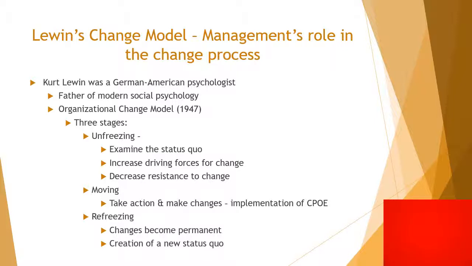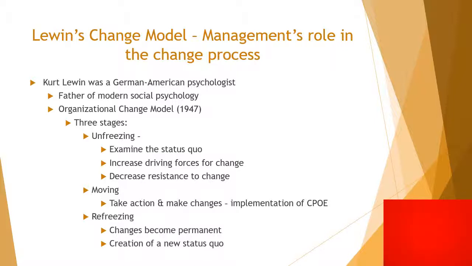So Kurt Lewin was a German-American psychologist. He's considered the father of modern social psychology. And he created a change model called the organizational change model in 1947. So it's quite dated, but it's still considered one of the premier organizational change models. There are three stages in Kurt Lewin's change model. First, it's unfreezing, then moving, and refreezing.